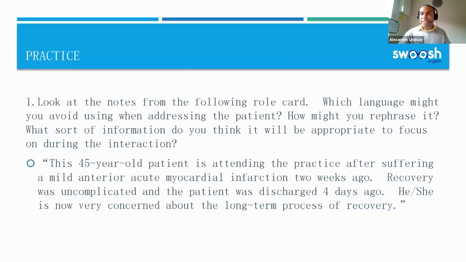So some practice then. Here is an activity. Here are some notes from a role card. I want you to look at these notes below, and I want you to decide what language you might avoid using when addressing the patient. So similar to when we looked at acute meningoencephalitis before, what sort of language would you avoid using in this case? How might you rephrase that language? And also, what sort of information do you think it will be appropriate to focus on during the interaction?